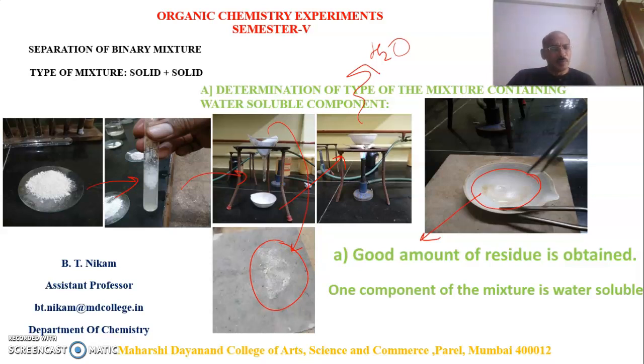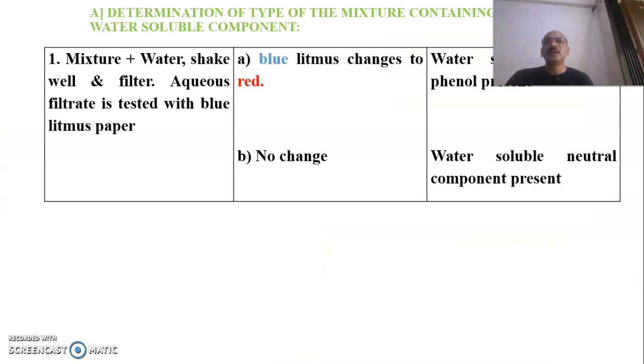See how to perform chemical type determination for a mixture having one component soluble in water. For that, you have to use litmus paper. You will take the mixture, add water, shake it vigorously, do filtration, and the filtrate obtained you have to treat with litmus paper. For that you will use blue litmus paper.